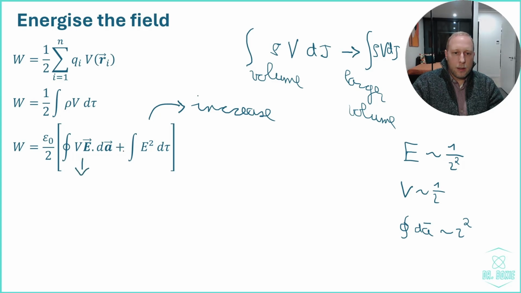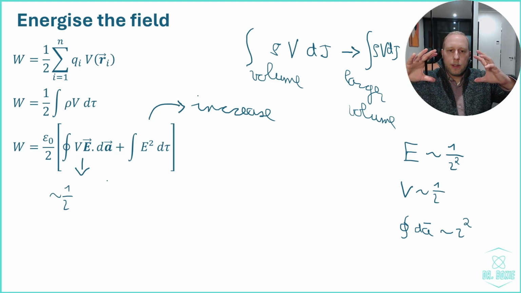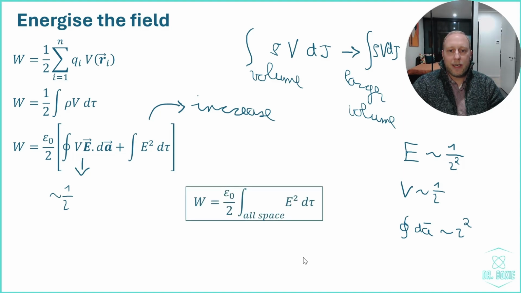So this here is proportional to 1 over r, which means that as we increase the volume, the relative importance of the boundary term with respect to the integral of E squared decreases. And as the volume becomes larger and larger, that expression will go to 0. And if we take the volume to be all of space, we find that the work is simply epsilon naught divided by 2 times the integral of E squared d tau, where the integral in this case is taken over all of space. The boundary term vanished in this case.